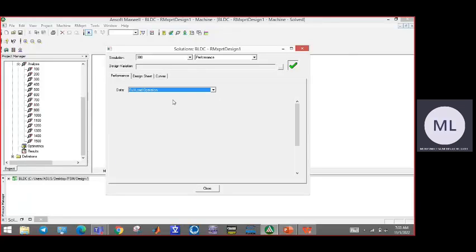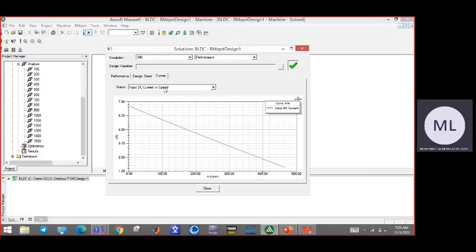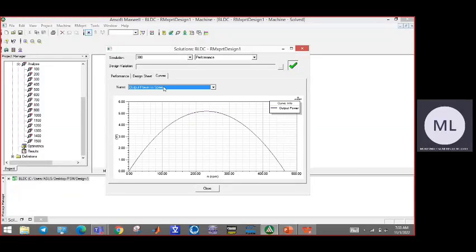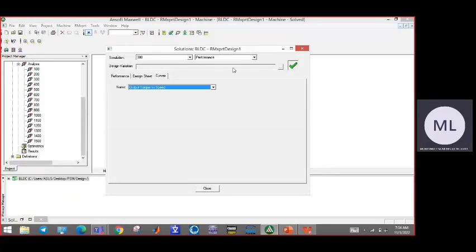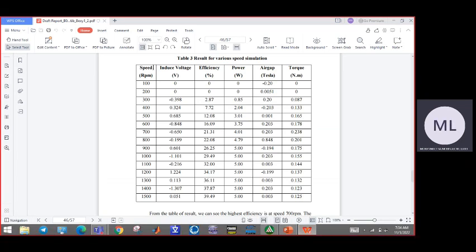This is the maximum output that this motor can produce. As you can see, the output power is limited to 5 watt and the efficiency is 26.2491. There are also curves for the efficiency, output power, output torque, and many others. You can see the results in my table, in my report, for the speed, induced voltage, efficiency, power, air gap, and torque.